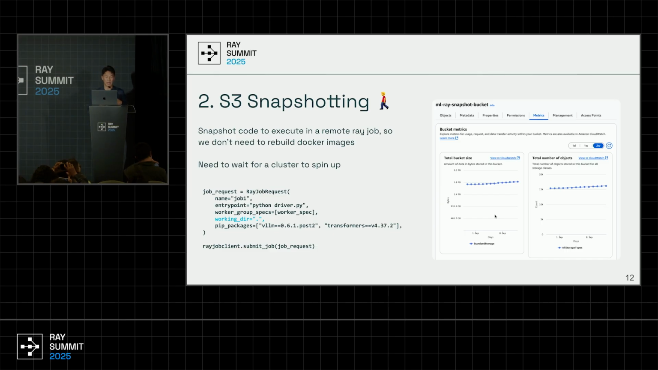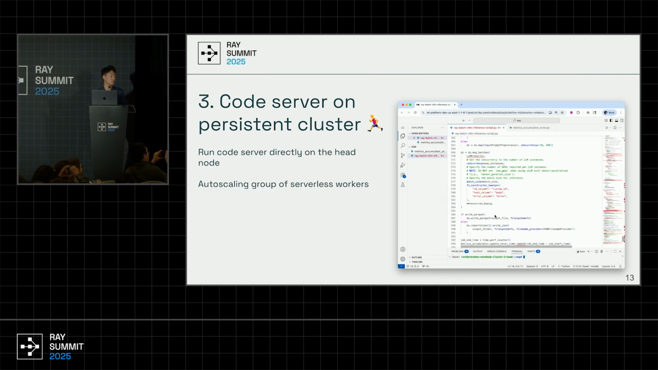We added the ability to snapshot your code using an SDK to an S3 bucket, and that will be pulled on the runtime of the Ray job, so you don't have to build Docker images as much as before. But you still have to wait for the job to spin up, which takes some time. So that leads us to a persistent cluster.